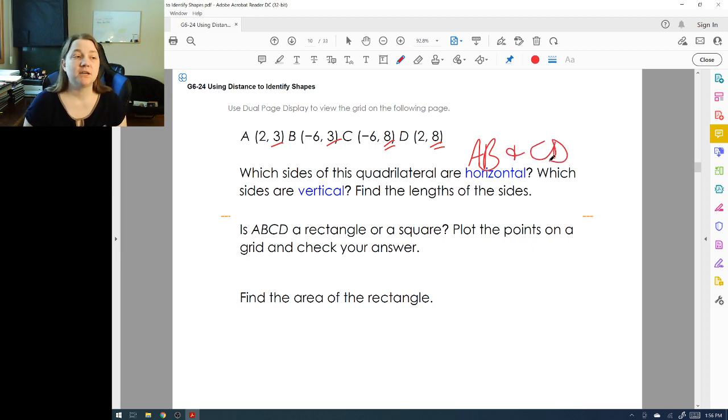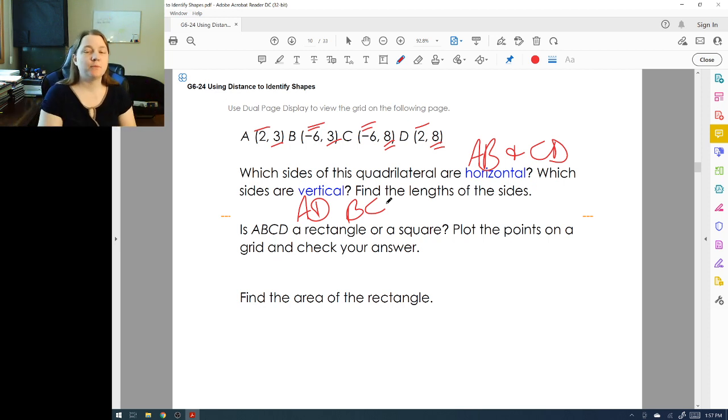We want to know which sides are vertical. Well, it's going to be now looking at the other coordinate. Now it's going to be looking at the x coordinate. So that's going to be AD and BC, because those are the same. Let's go ahead and plot these points to double check our work and to check our answer.